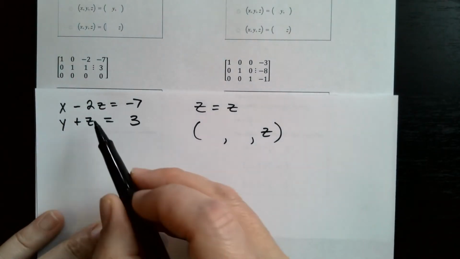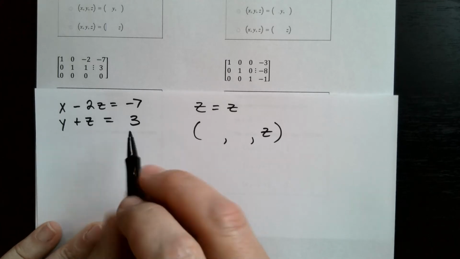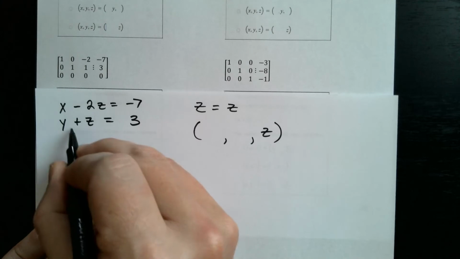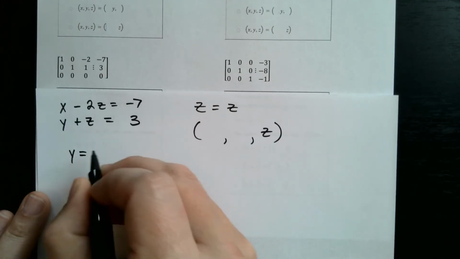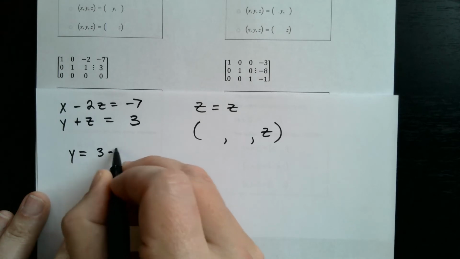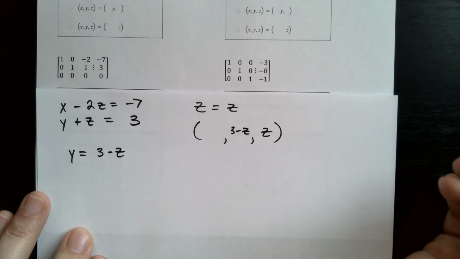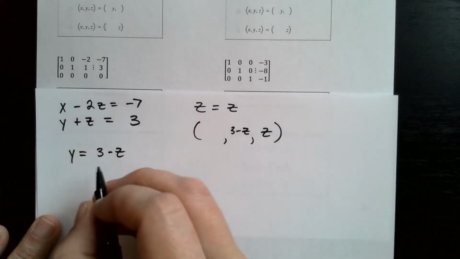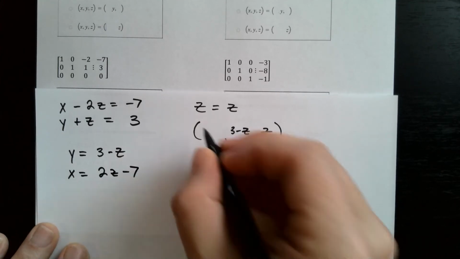Now we need to put x and y in terms of z. So let's solve y right here. Let's solve this for y. So we move the z over, so y is equal to 3 minus z when we subtract that over. So that's what y is, 3 minus z. Let's do the same thing with the x. If we add the 2z over, we get x is equal to 2z minus 7.